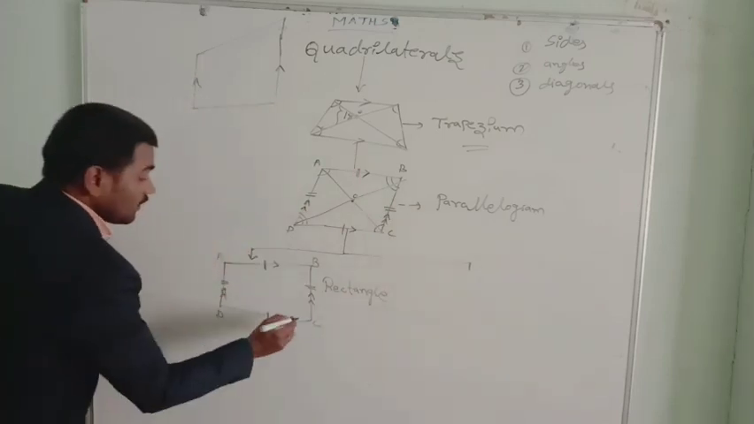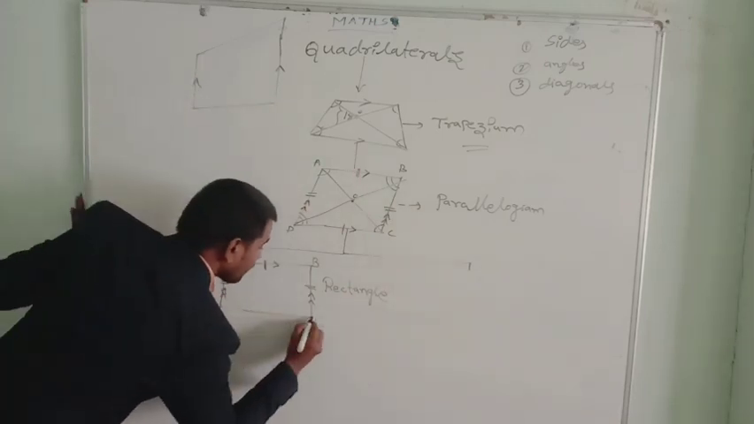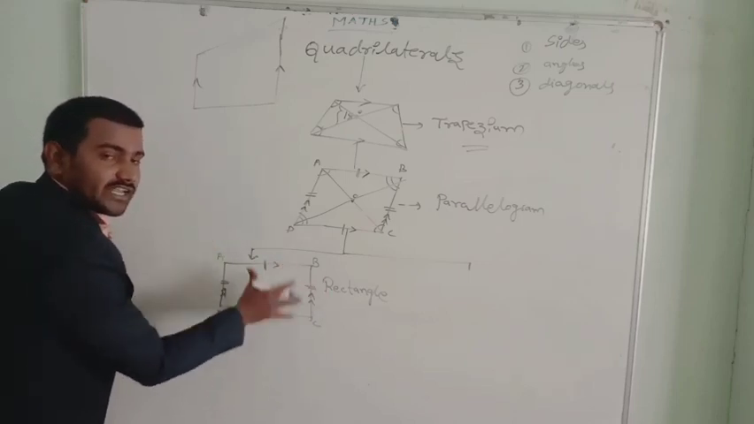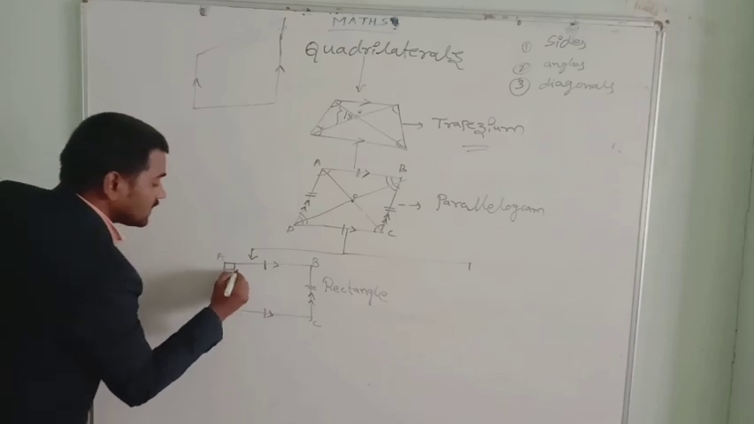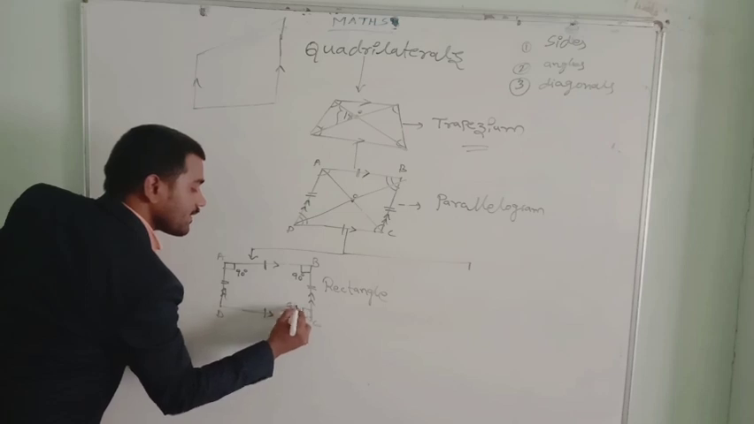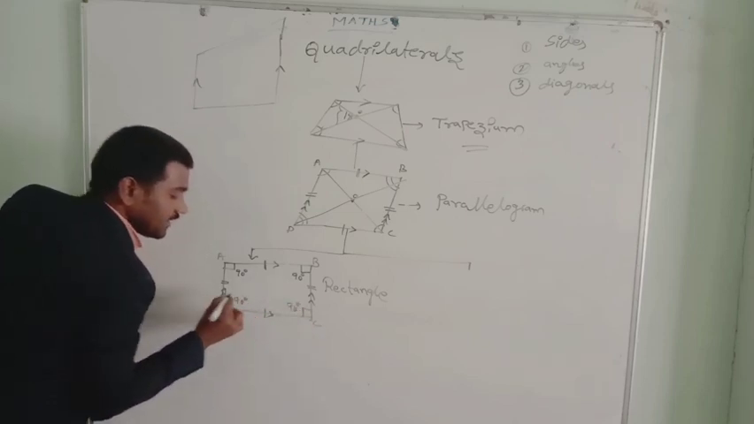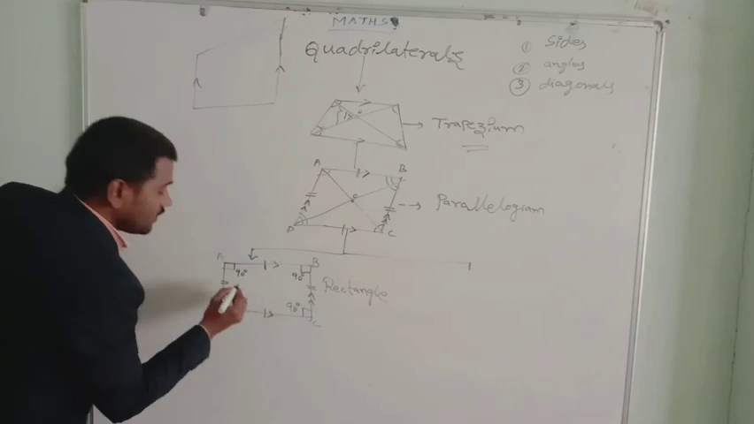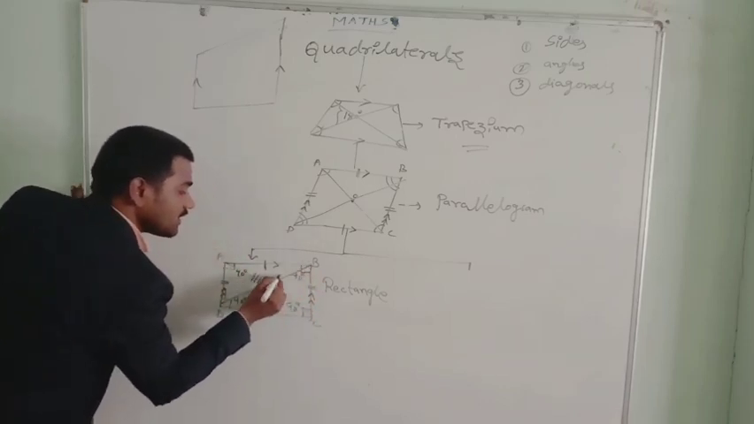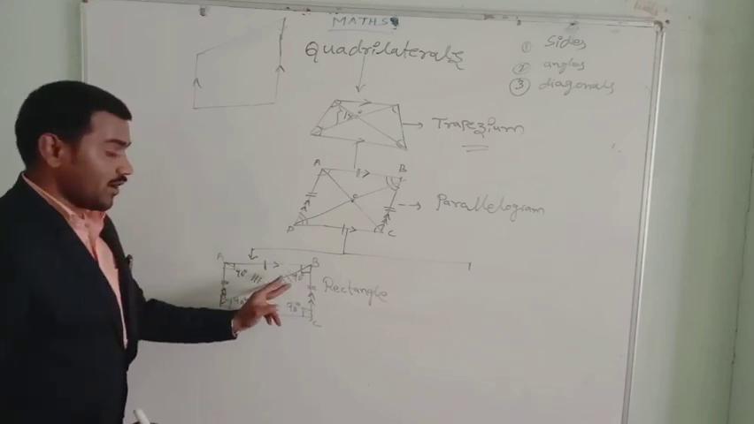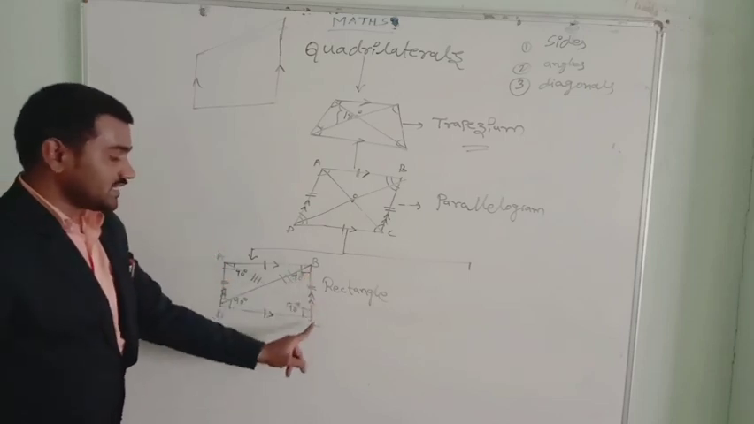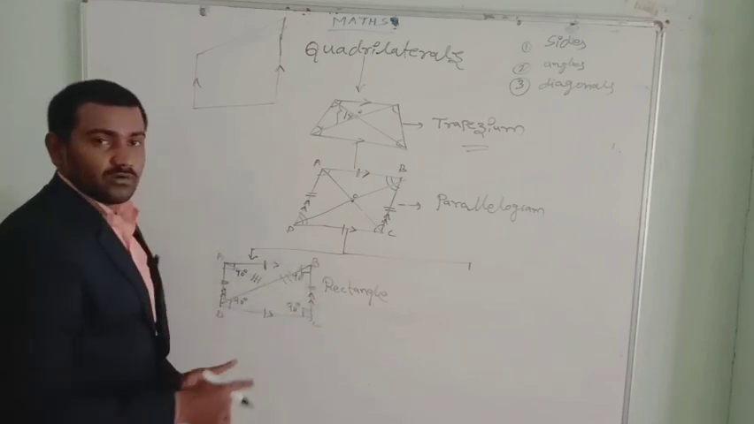Let's see. See here. In the rectangle all opposite sides are equal and parallel, and all angles are 90 degrees. About angles are complete. Next, diagonals. Diagonals are equal. That's why I am showing 3 bonds. 1 bond, these two sides are equal. 2 bonds, that means AD and BC are equal. 3 bonds, AC and BD diagonals are equal.